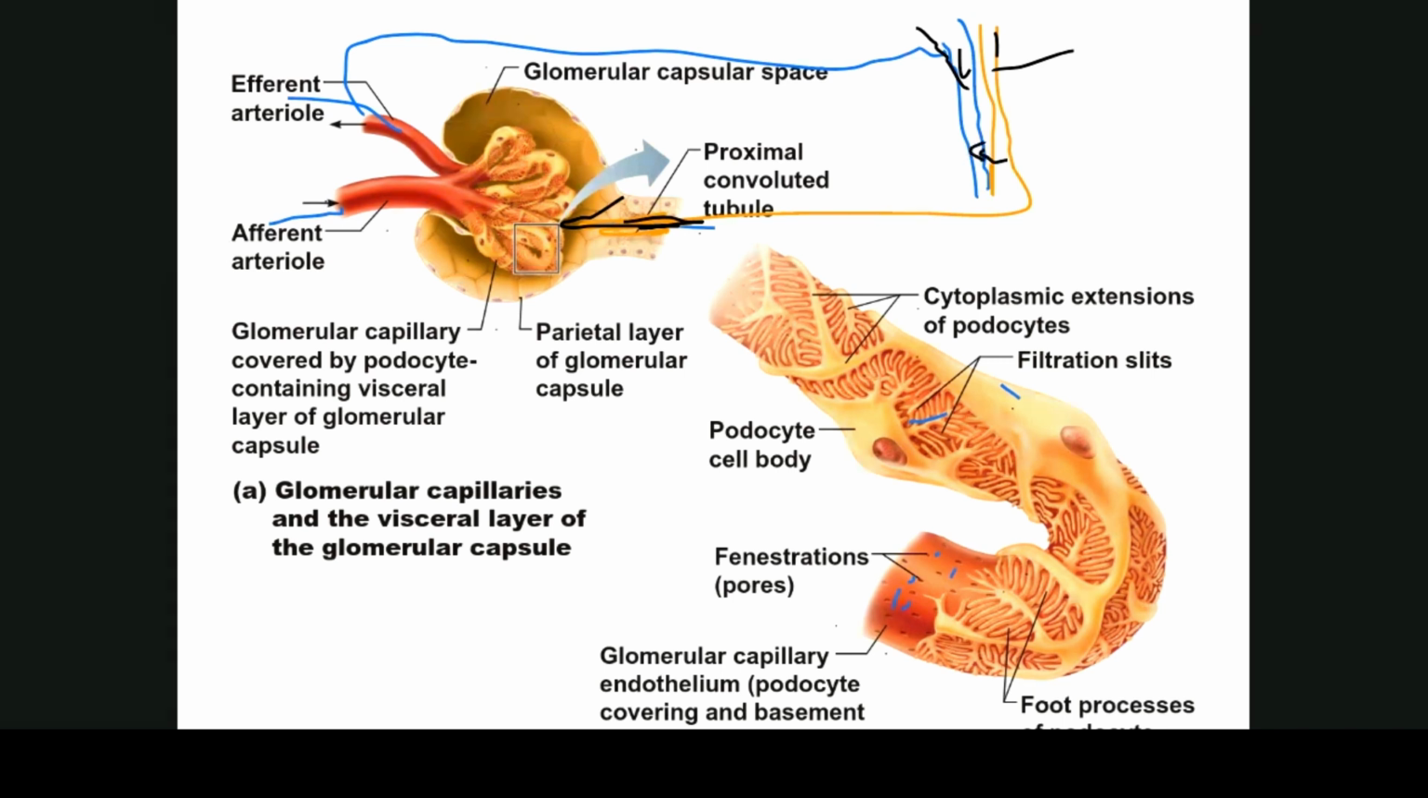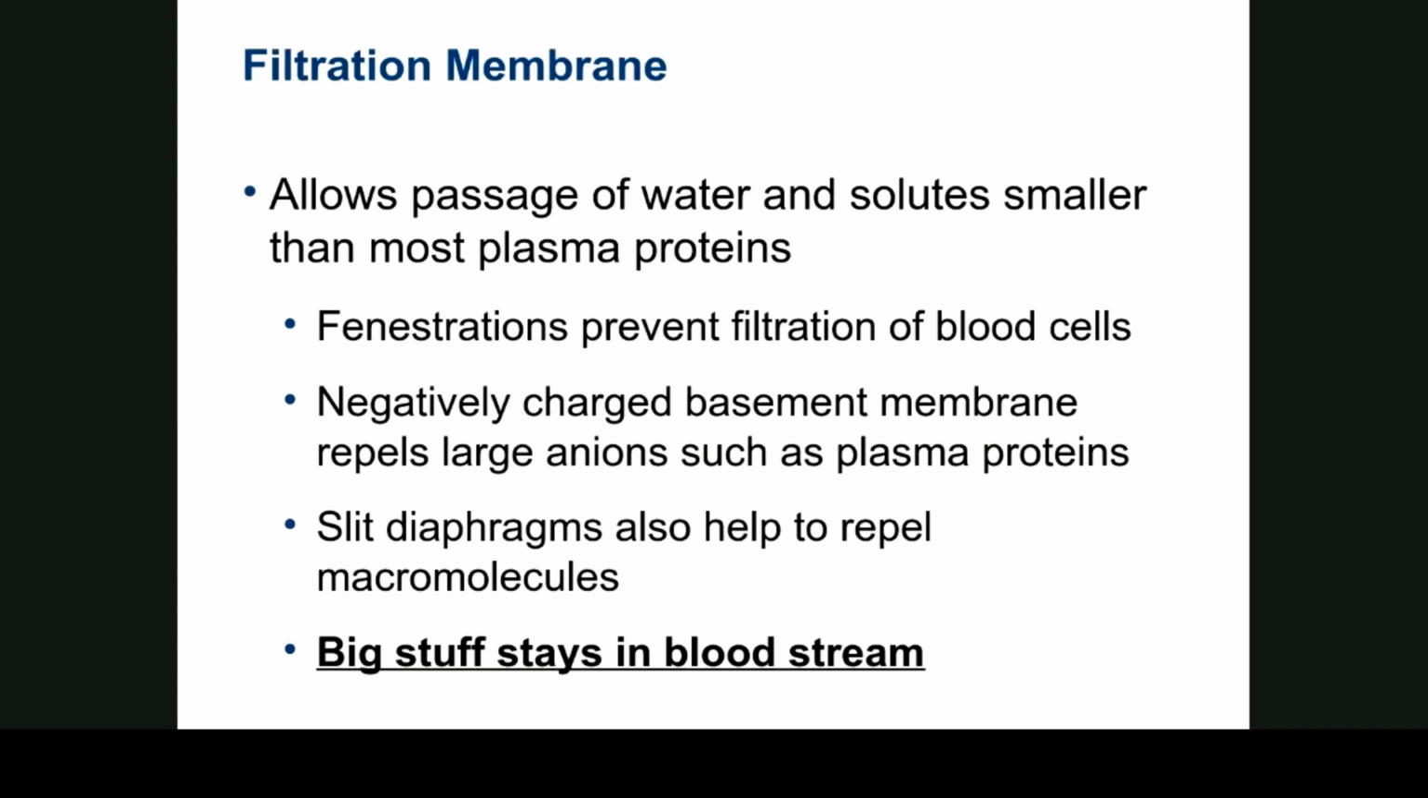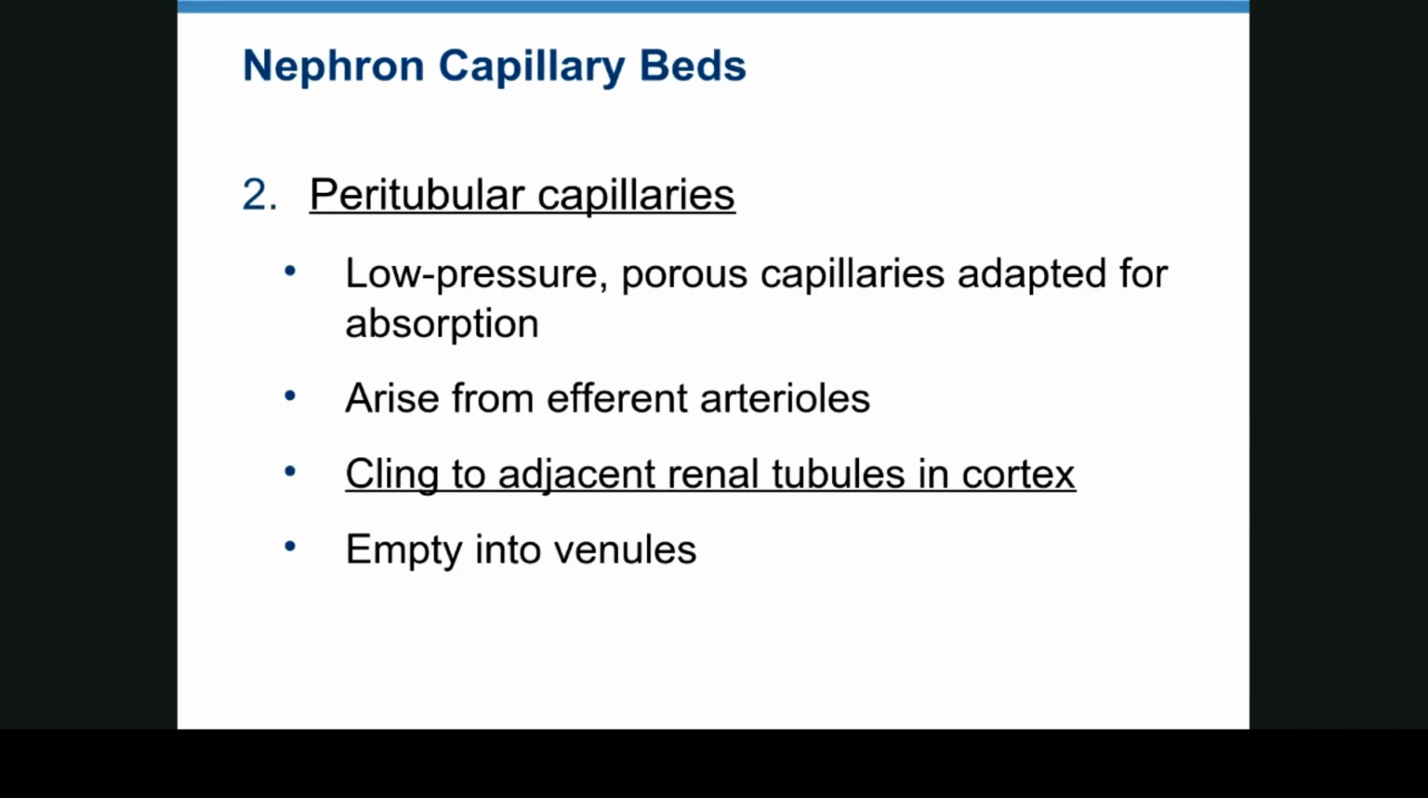Because this actually, when it filters out the water, glucose, just almost everything, you have to get it back into the bloodstream. The filtration membrane passes water and small solutes, and we also have negatively charged basement membranes that keep the large things in. And to make a long story short, the big stuff stays in the bloodstream. Big stuff being our plasma proteins. Okay, now, peritubular capillaries cling to the renal tubules, and then they end up emptying into venules.